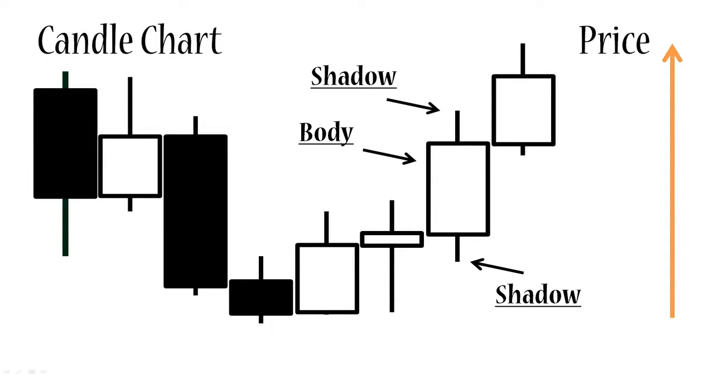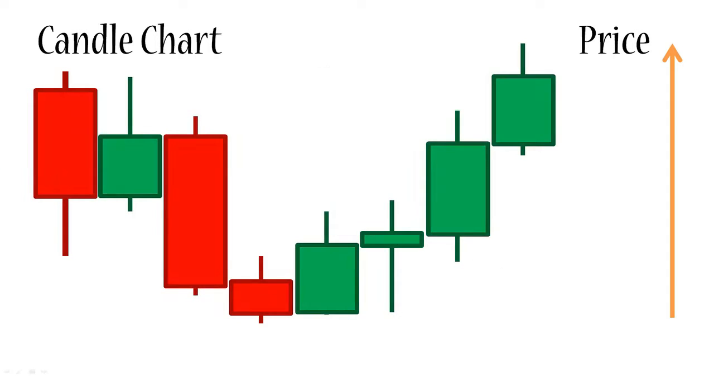Also, candle charts can sometimes be colored, just as we saw with bar charts, and that helps traders see patterns quicker. In this case, red means bearish candles, green means bullish candles. And finally, this brings us to the last type of Forex chart, which is a line chart.